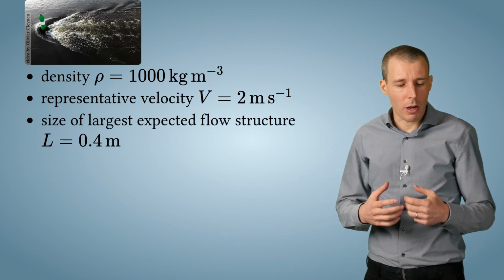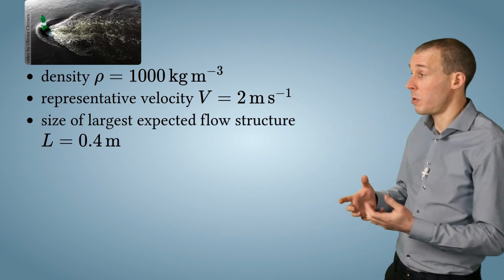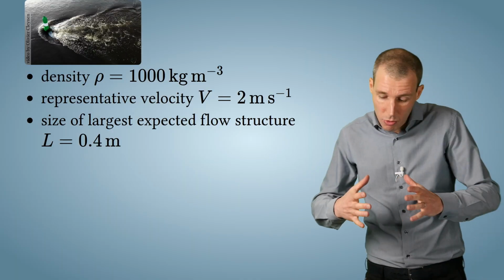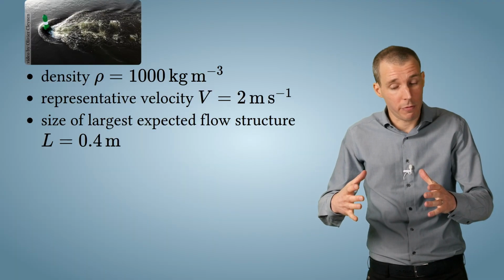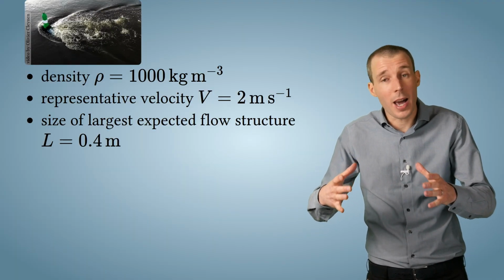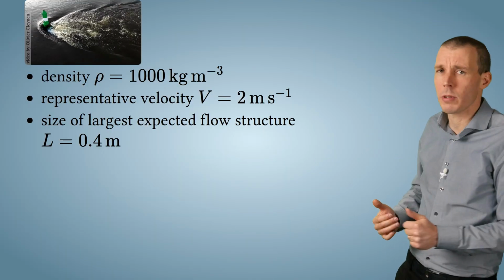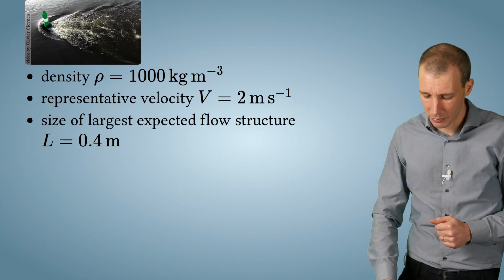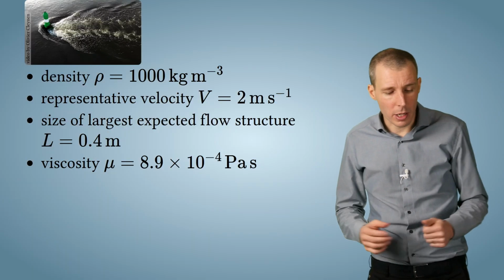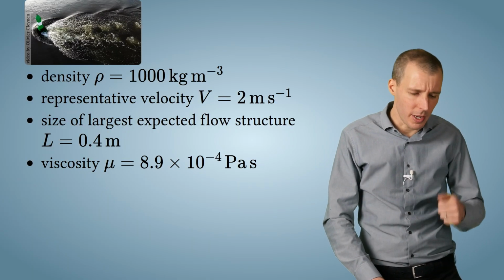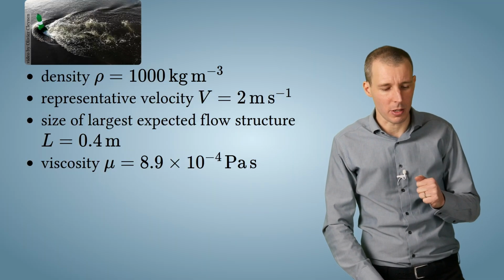The size of the largest expected flow structure, you can take a guess at it by looking at the video. A good reference for that would be about the diameter of the buoy itself, and that is about 40 centimeters here, 0.4 meter. And lastly, the viscosity of the water is about 1 millipascal second, in this case 8.9 times 10 to the power minus 4 Pascal seconds.